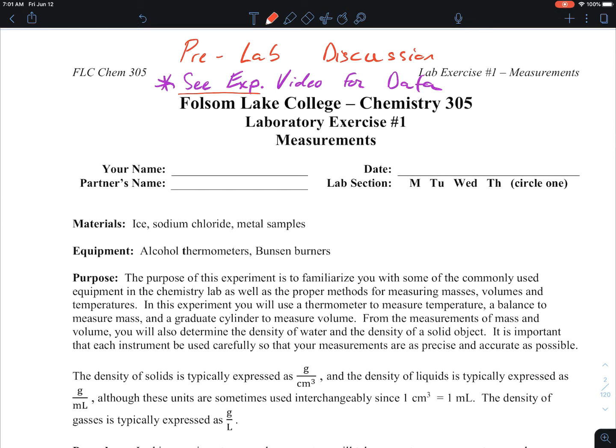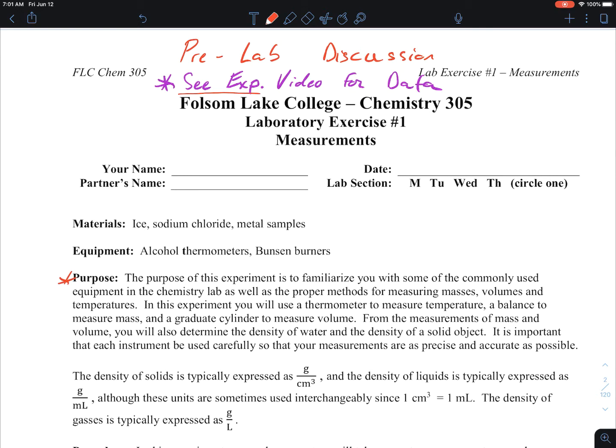I want you to read through this entire lab experimental procedure in order to complete the experiment, but I want to do an overview of it during this pre-lab discussion and show you some things to watch out for, or some things that are especially important. So that's what we will do now.